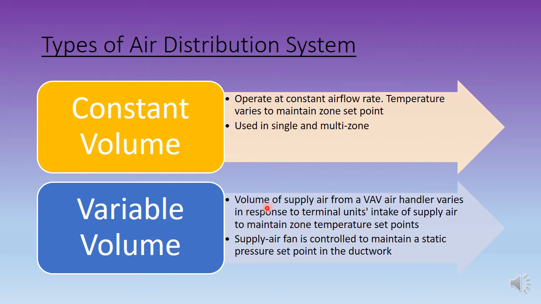And the variation is in response to terminal units' intake of supply air to maintain the zone temperature set points. And we normally have an automatic damper. And the supply air fan is controlled to maintain a static pressure set point in the ductwork. So this system is also known as VAV, and the other one is CAV, constant air volume. VAV stands for variable air volume.